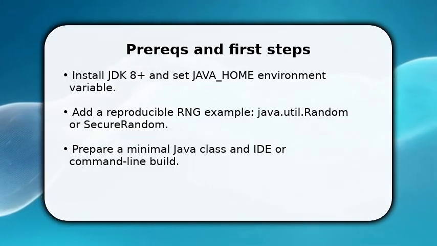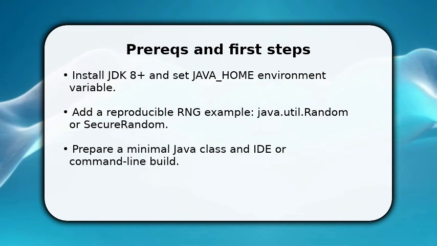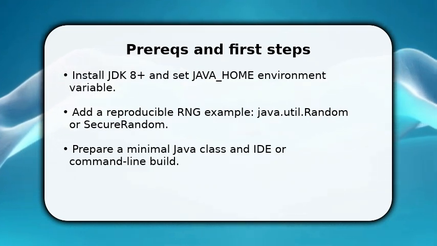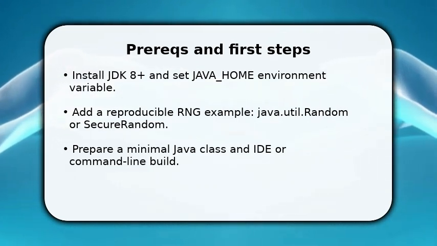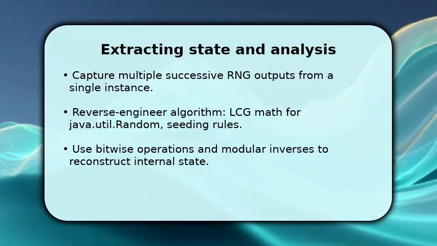Once done, log the outputs and timestamps to a file for reproducibility. Make sure to use fixed input patterns rather than random external noise to keep deducing the seed feasible. Now you collect consecutive outputs and analyze how the generator transforms state.